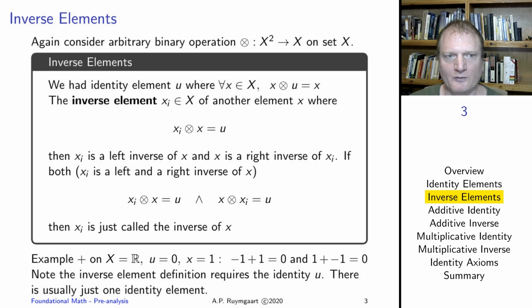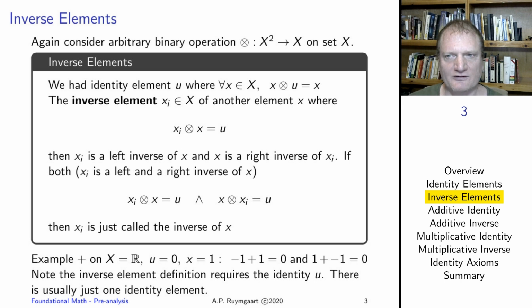Typically, both will hold true, and if xi is both a left and right inverse of element x, we will call xi just the inverse element of x. Now, the inverse is with respect to the binary operation ⊗ defined on the set X. Let's look at an example.